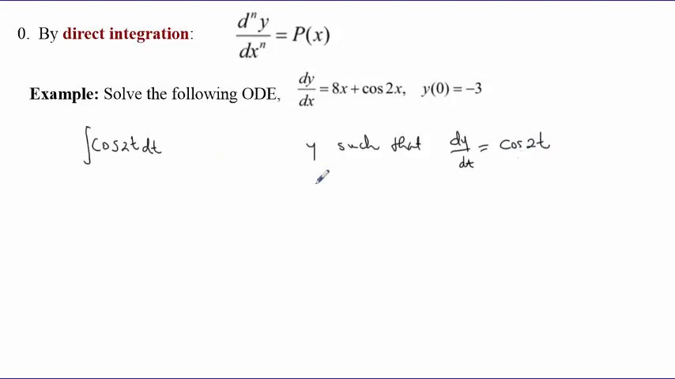So to find this y, what you basically do is integrate on both sides. Whenever we are given a derivative of a function, in order to recover the function, we've got to do the inverse process of integration. So integrating both sides, we end up with y equal to the integral of cosine 2t, which is the usual integration problem we are used to.